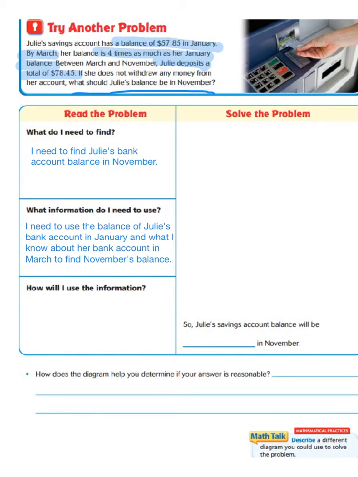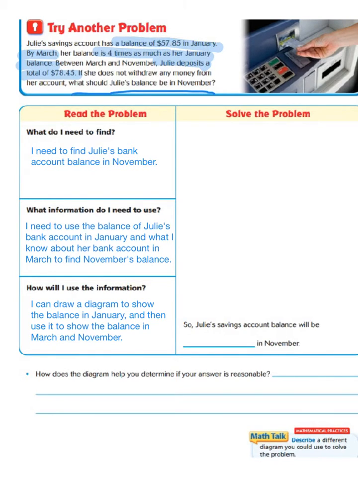So the information we need to use is the balance of Julie's bank account in January and what I know about her bank account in March to find November's balance. Now, how will I use the information? We can use the information to draw a diagram to show the balance in January and then use it to show the balance in March and November. So let's get started on drawing our diagrams.